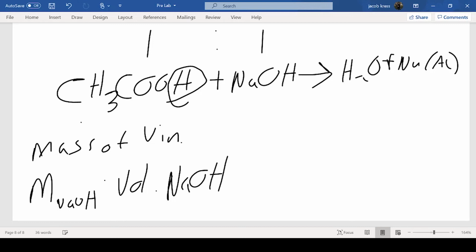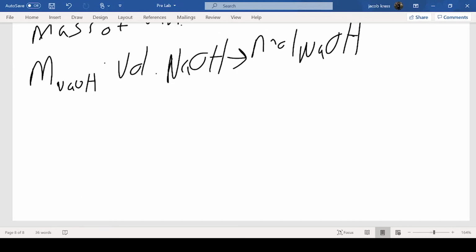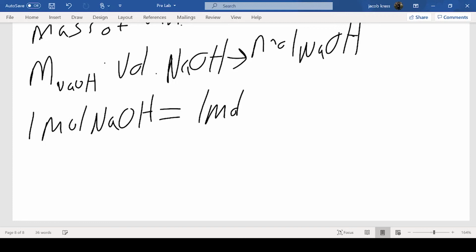That's going to let us calculate the moles of sodium hydroxide. Once we have the moles of sodium hydroxide, we can say for every 1 mole of sodium hydroxide, it's going to equal 1 mole of our acetic acid.